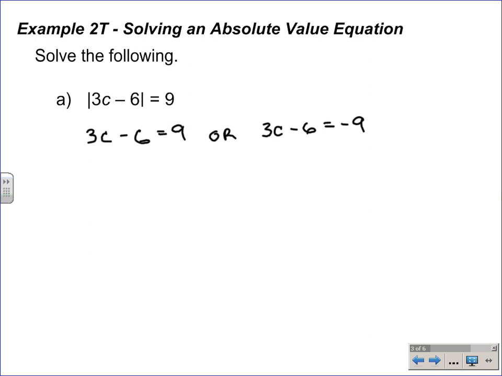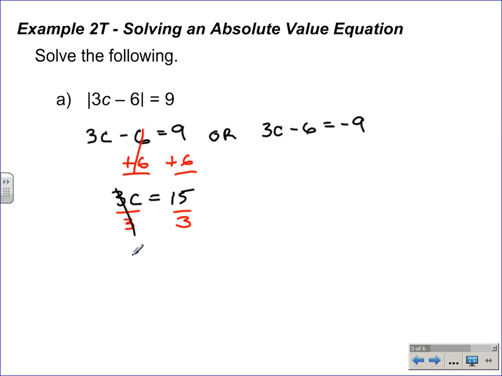Now we use the properties of equality to solve each equation. You're going to notice that solving each equation is done in a similar manner. In fact, we're going to add 6 to both of these equations to solve. When we add 6 over here, they go away, leaving us 3c. 9 plus 6 is 15, and we continue to solve the equation on the left by dividing each side by 3.